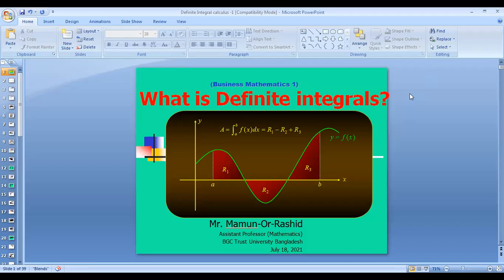Today we will learn what a definite integral is and what the uses of definite integrals are in economics, in business, in engineering. In the previous lecture we learned what integral calculus is, what indefinite integrals are, and different techniques for solving indefinite integrals. So today we'll learn what definite integrals are, the basic concepts of definite integrals, and how to solve them. Just for beginners.